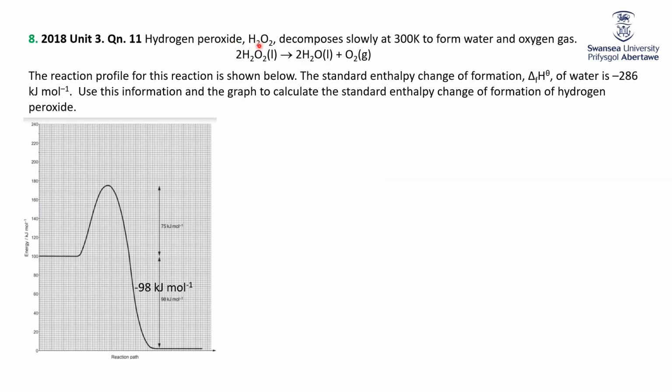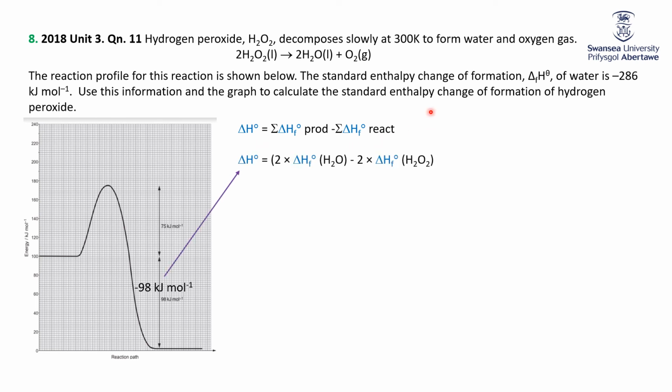So hydrogen peroxide decomposes slowly at 300 Kelvin to form water and oxygen gas. Reaction profile shown below. Standard enthalpy of formation of water is minus 286. Use this information and the graph to determine the standard enthalpy of formation of hydrogen peroxide. Well, the most important thing here is that, seeing as how we're talking about heats of formation, delta H is heats of formation of products minus heats of formation of the reactants.